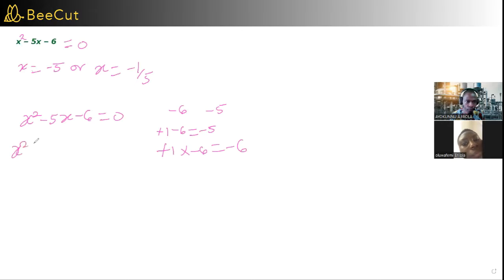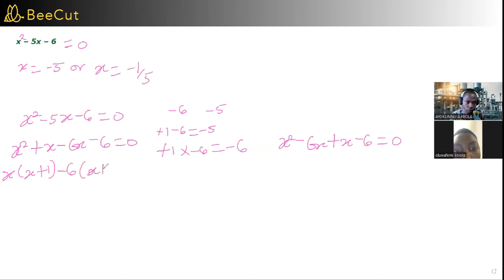So x squared plus 1x minus 6x minus 6 equal to 0. You might be wondering, how do I know which one to write first, the bigger number or the smaller number? Whether you write the bigger or smaller number first is still going to be the same. Like this: x squared minus 6x plus 1x minus 6 equal to 0. So we'll do the two and see whether it gives us the same. So here x is common: x into x plus 1. Then here minus 6 is common: minus 6 into x plus 1.